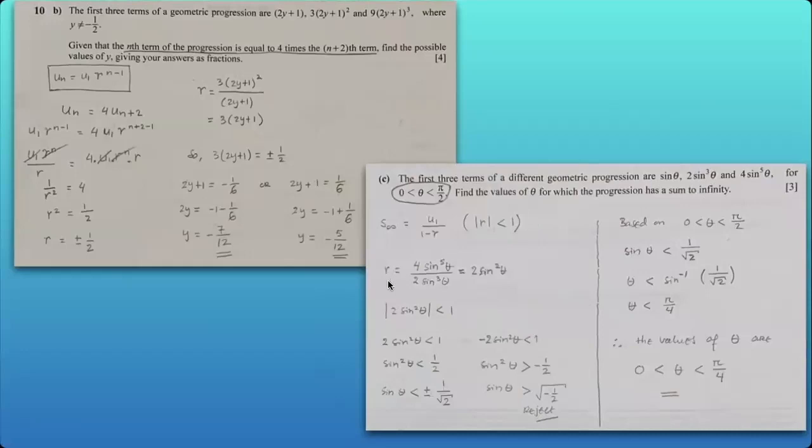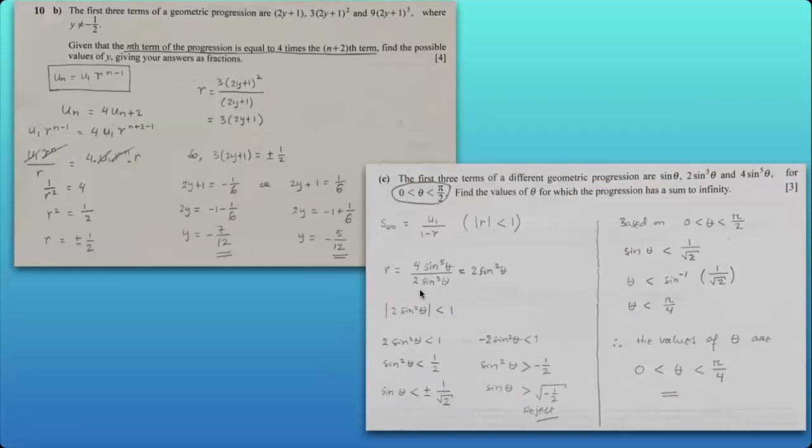Let's find the common ratio then, because we have to meet this condition. The common ratio r is equal to the term after divided by the term before. Here I choose the third term divided by the second term to get that expression. And let's use this condition. So the absolute value of 2 sine squared theta is less than 1.